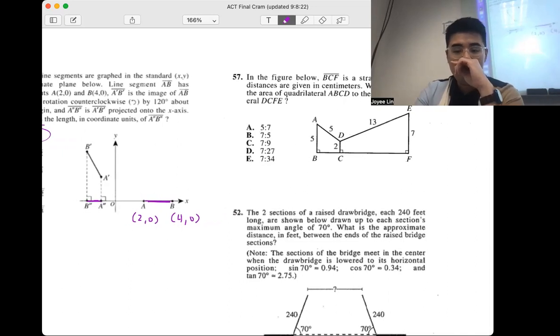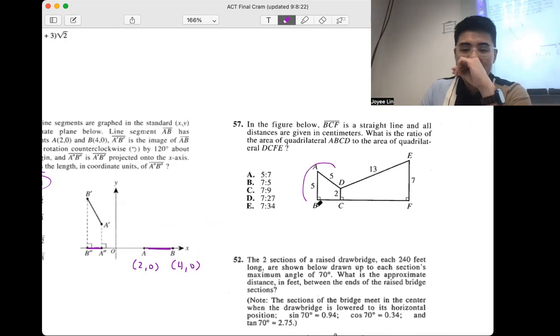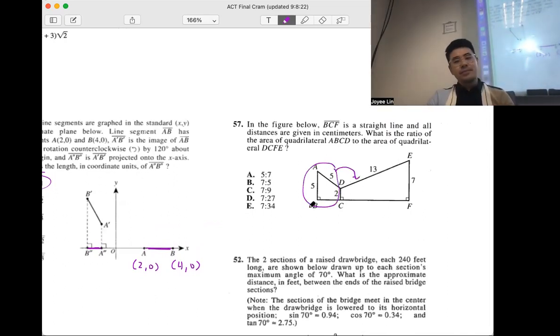Okay, so there's a long way to do number 57 over here. What is the ratio of ABCD to quadrilateral DCFE? How many of these do you think visually could fit into this? 3. Okay, so 1 to 3. Which one's closest to 1 to 3? Yeah. Okay, there you go.